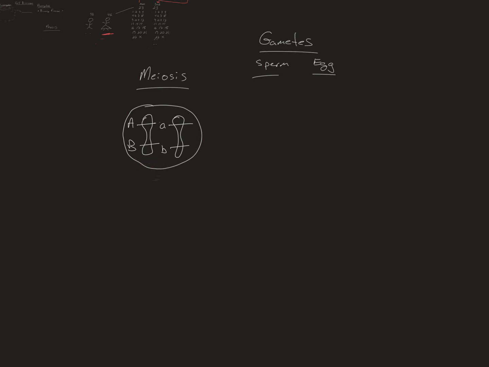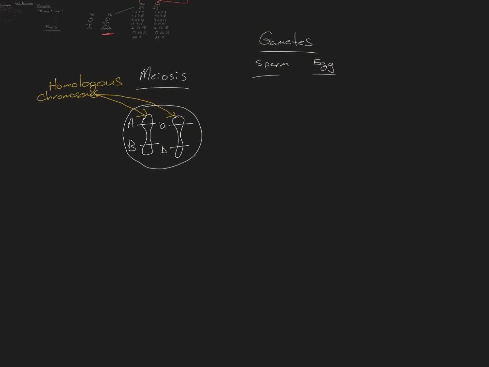Only one homologous chromosome. By the way, let's get our vocabulary straight. This one and this one are homologous chromosomes. They have the same genes, right? They both have A and B on them. Does that make sense? So they're homologous.